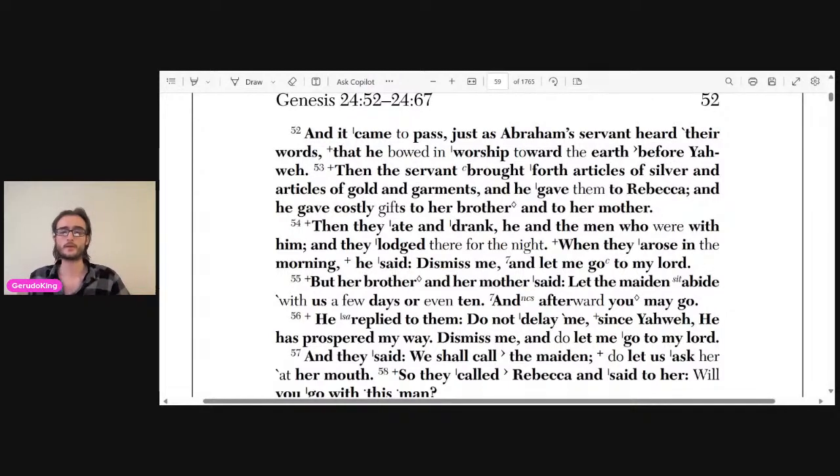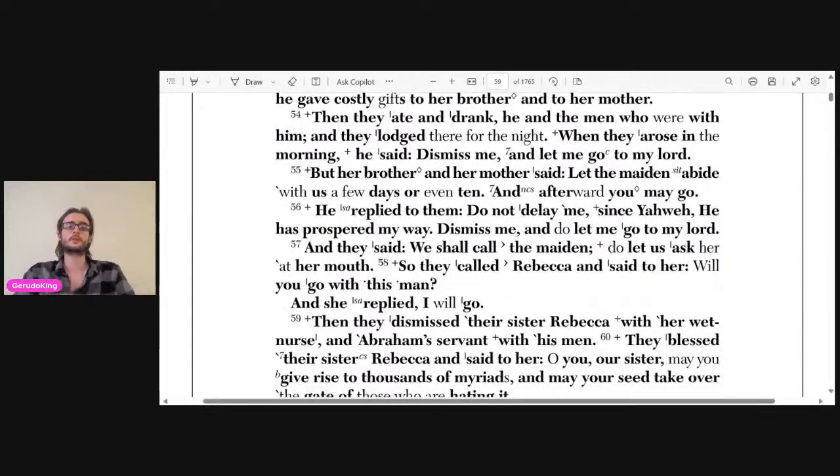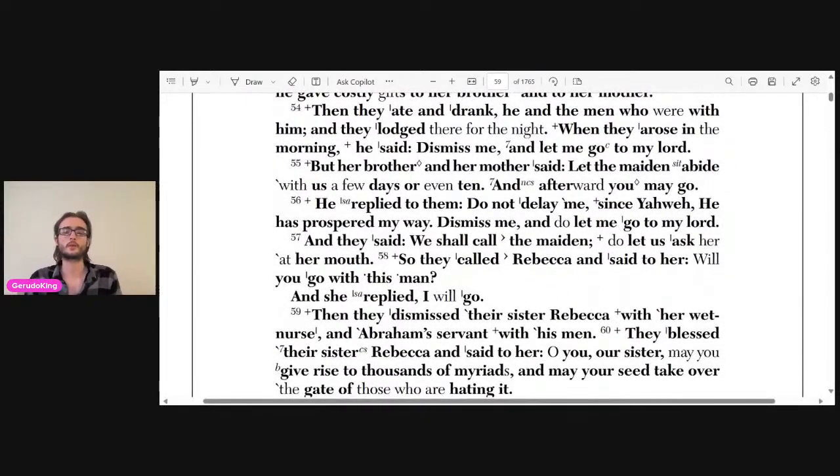and he gave them to Rebekah, and he gave costly gifts to her brother and to her mother. Then they ate and drank, he and the men who were with him, and they lodged there for the night. When they arose in the morning, he said, "Dismiss me and let me go to my lord."